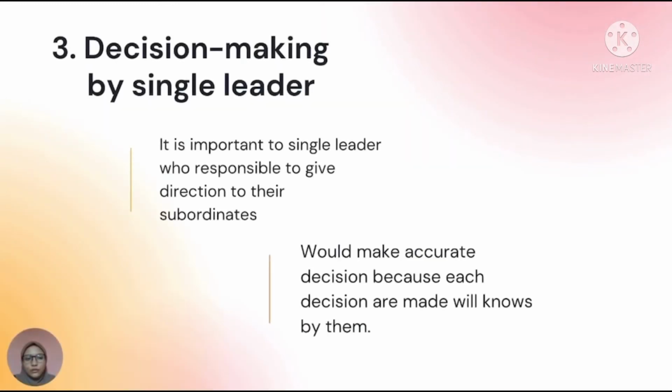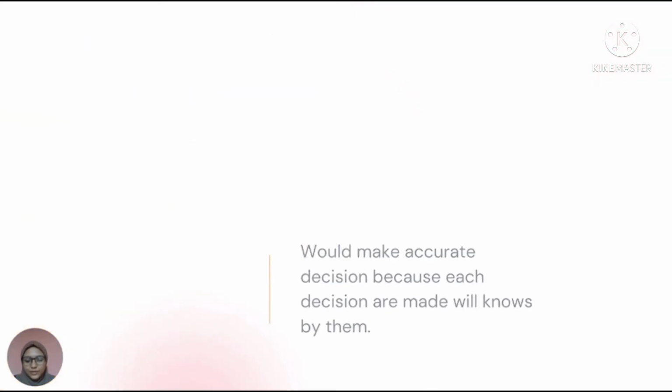The third one is decision making by a single leader. It is important to have a single leader who is responsible for giving direction to their subordinates. This is because when the single leader gives a direction, they will make an accurate decision, because each decision that is made is known by them first.